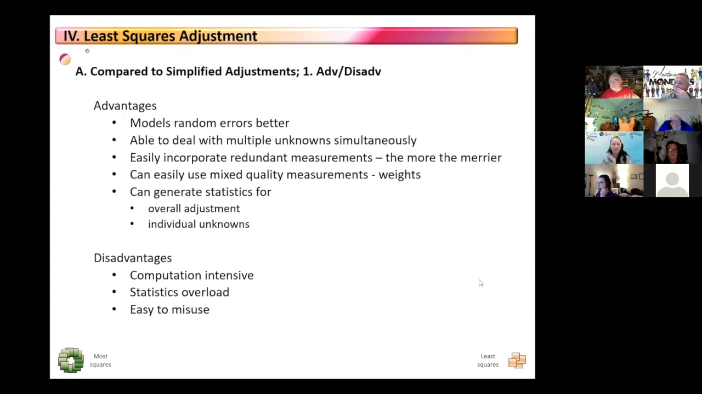And there's statistics overload. While it can generate all sorts of statistics, some make sense and some don't. And you have to work with it to a large extent to figure out what's going on with some of the statistics. And it's easy to misuse, particularly since we're dealing with software. You can shove things into least squares adjustment that shouldn't be part of the adjustment. And depending on the sophistication of the software that you're dealing with, it may just go ahead and adjust things blindly and not warn you that something's not right. So it is easy to misuse or to abuse it.